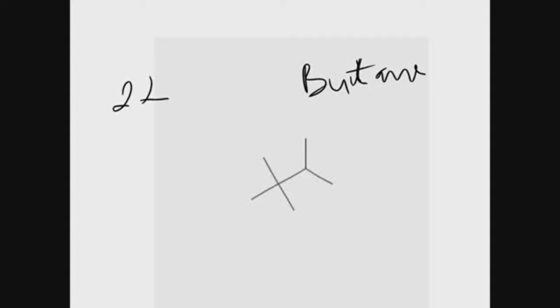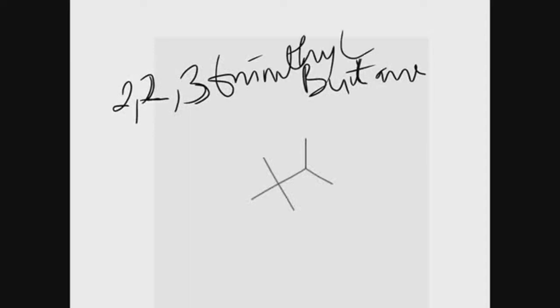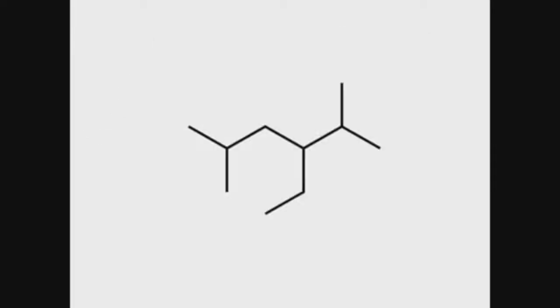2, 2, 3 trimethyl butane. So that is the easy name for that. Remember, hyphen 2,2,3-trimethyl butane. This is the name of this compound. So we move on to the next.